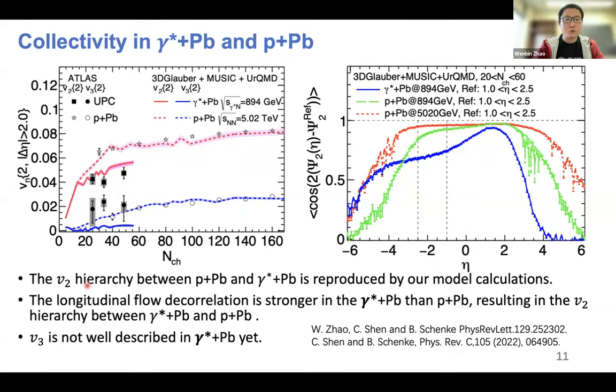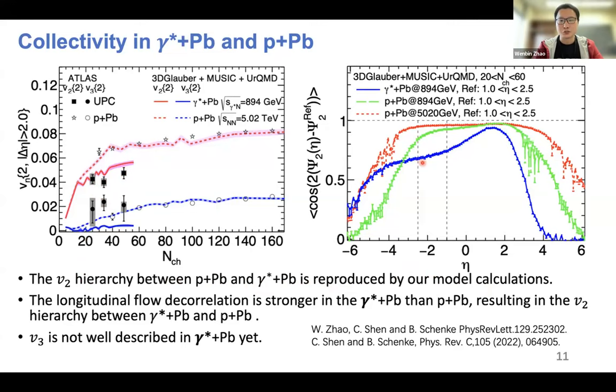We see that the model reproduces V2 and V3 in p-Pb collisions, and also the model can reproduce V2 in UPC events. In other words, the V2 hierarchy between p-Pb and gamma-Pb is reproduced by the model simulations. And we actually found that the difference in V2 between gamma-Pb and p-Pb is not caused by the initial geometries, but caused by the longitudinal decorrelations.